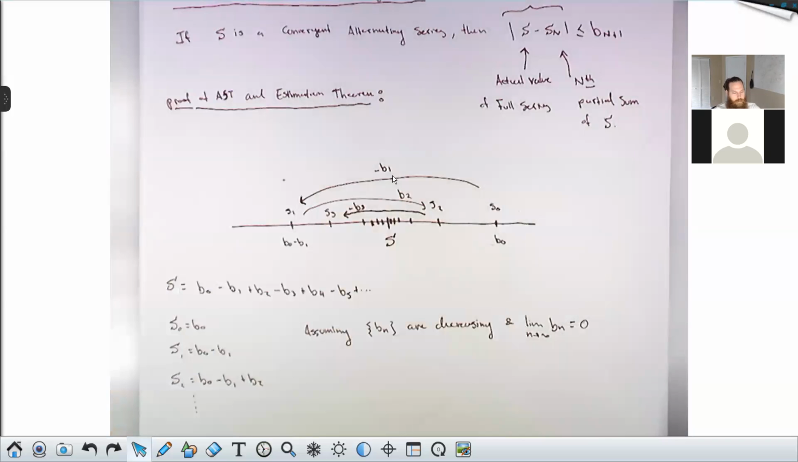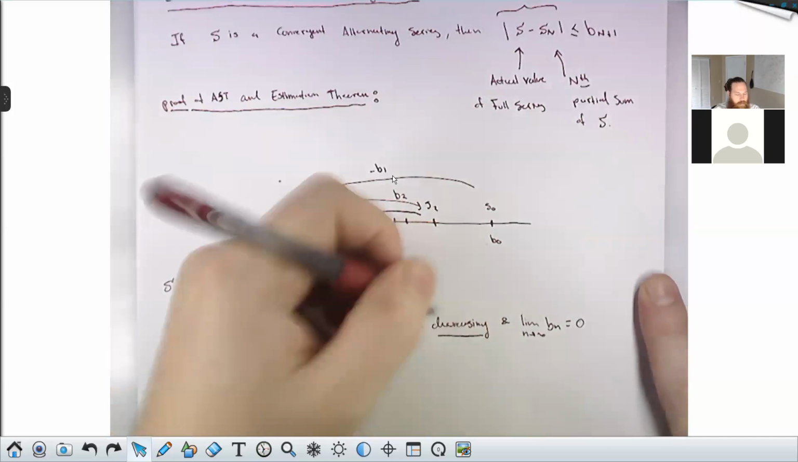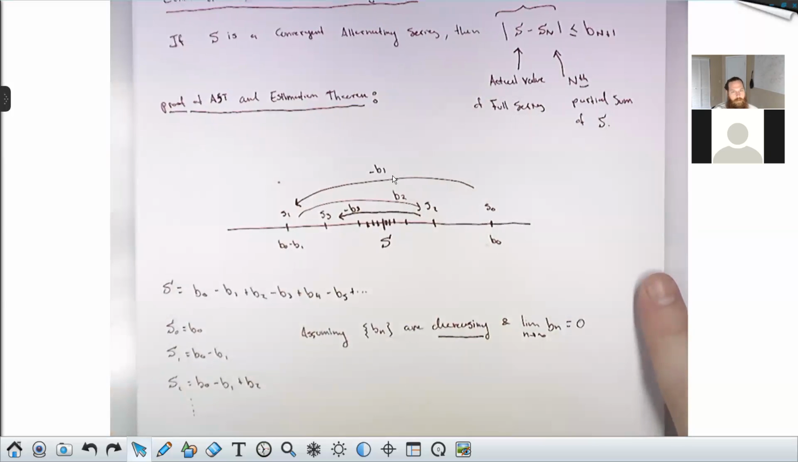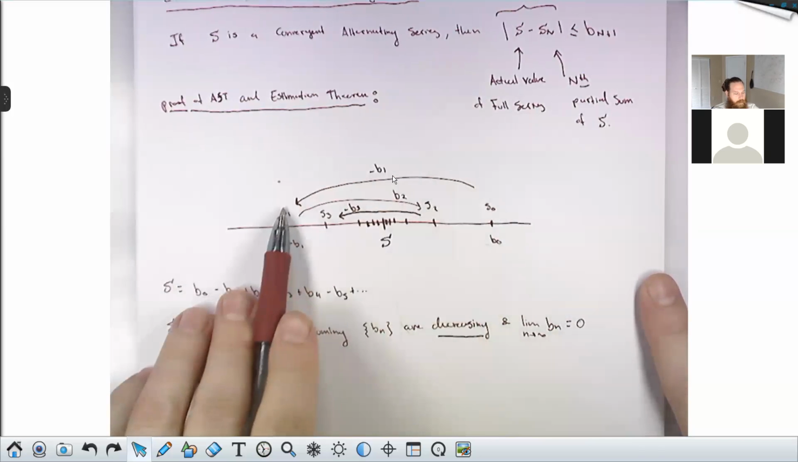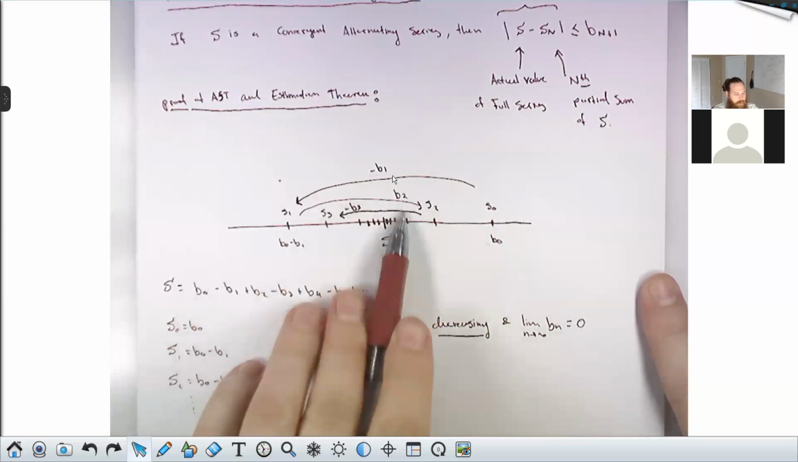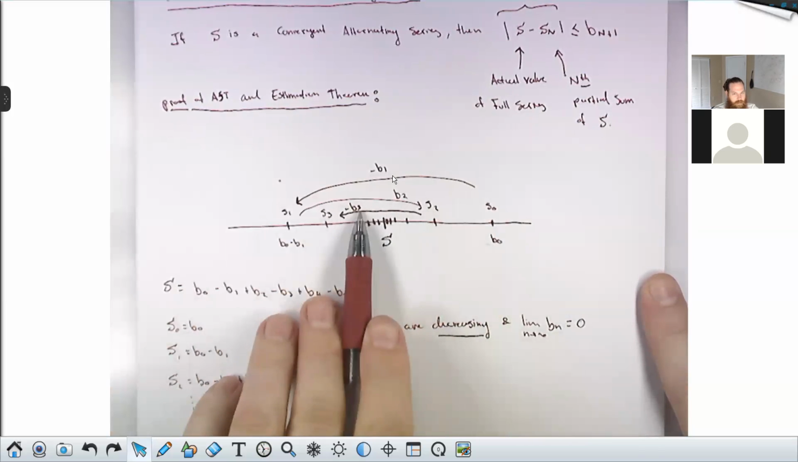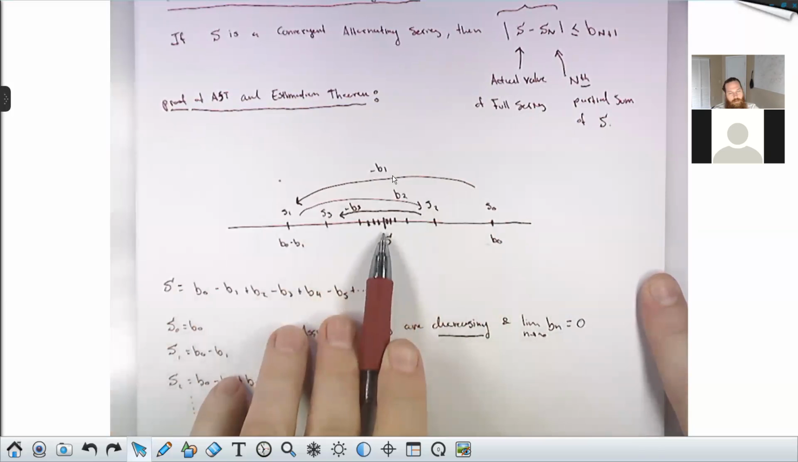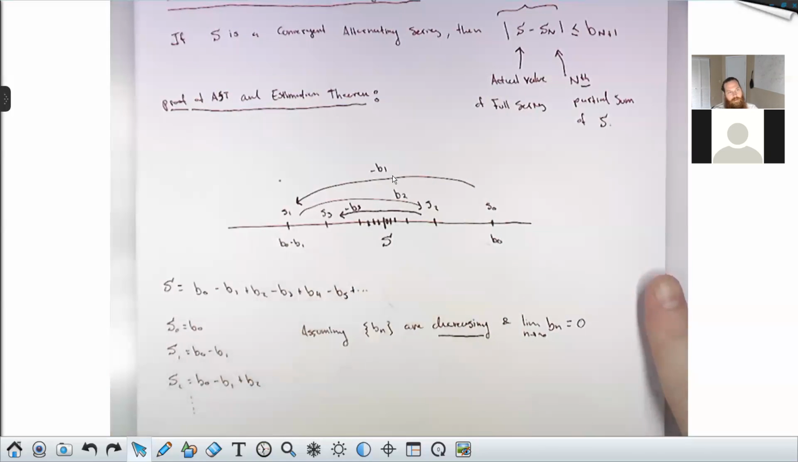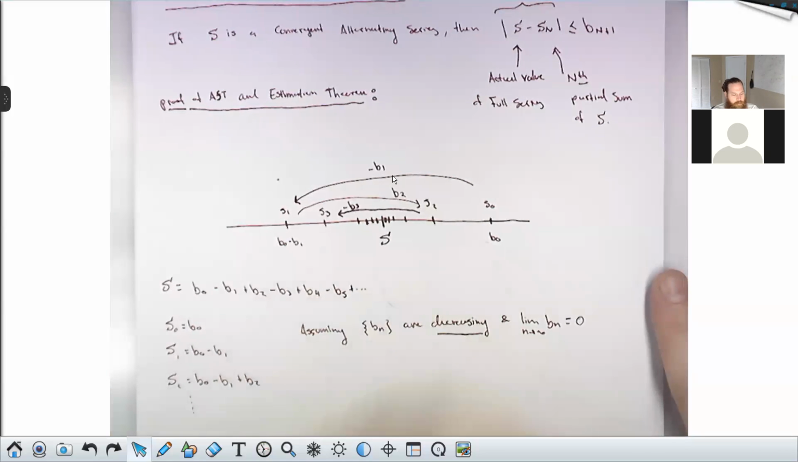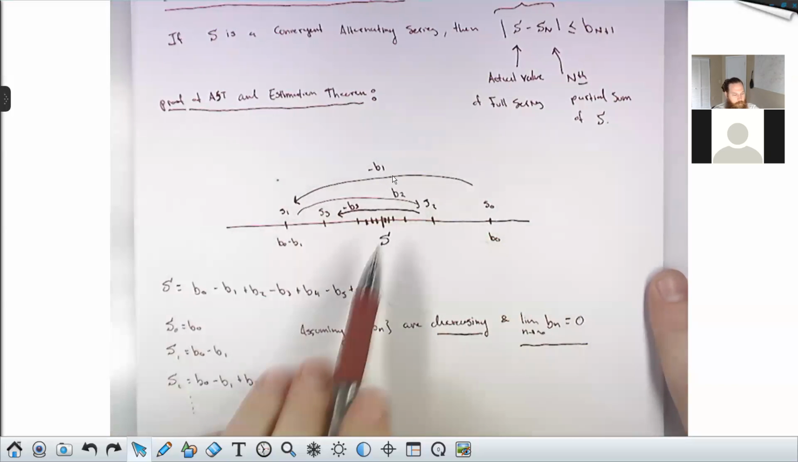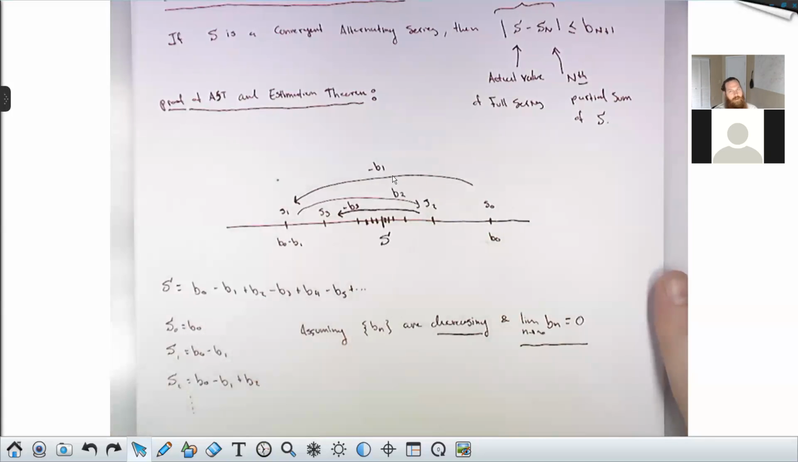You really have to think about how this decreasing thing is important. The BNs decreasing is what guarantees that every time I jump, I'm jumping less and less, which is what allows this nesting to happen. And the fact that the limit of the BNs is 0 is what guarantees that we actually come into some center point S.